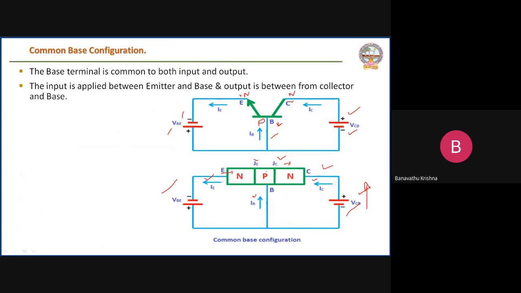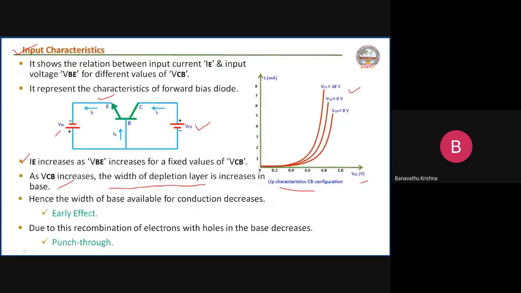So hence the width of the base available for conduction decreases, right? Hence here the width of the base available for conduction decreases because, due to the different values, the collector base voltage is going to increase. Then the depletion region at JC is going to become wider. It occupies some of the space in the base region. So the conduction of the base region will decrease.